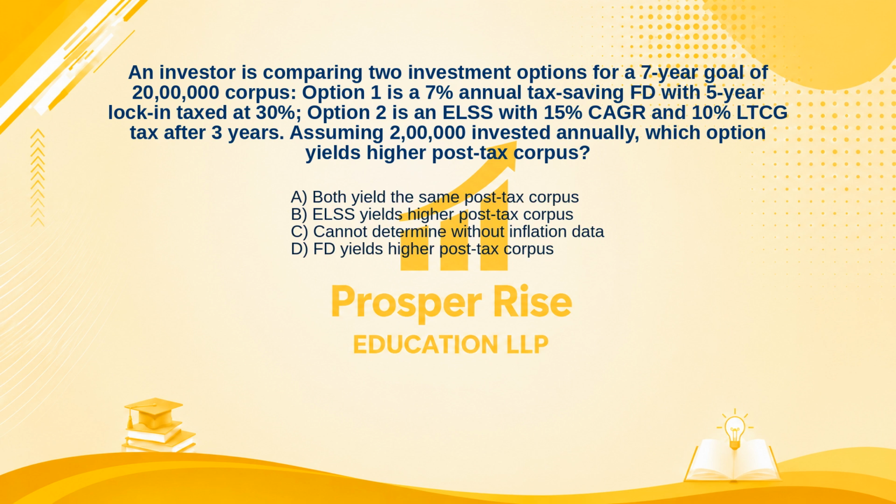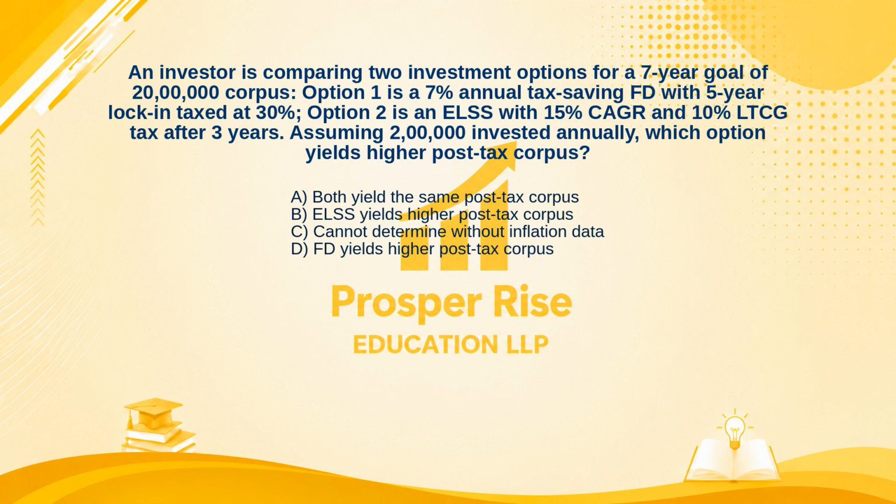Here are your options. A. Both yield the same post-tax corpus. B. ELSS yields higher post-tax corpus. C. Cannot determine without inflation data. Or D. FD yields higher post-tax corpus.